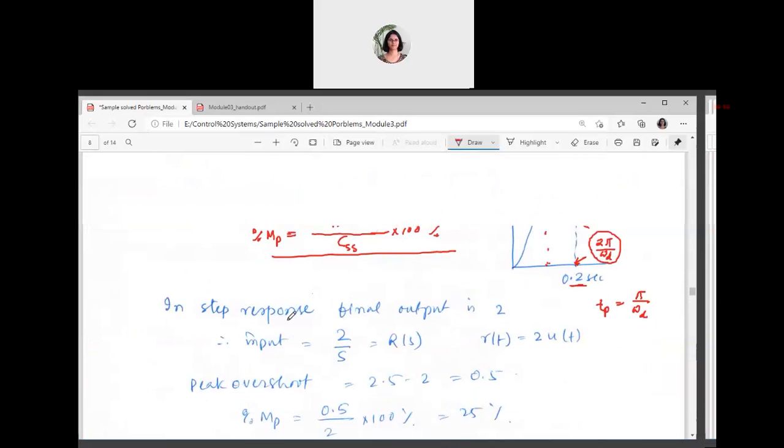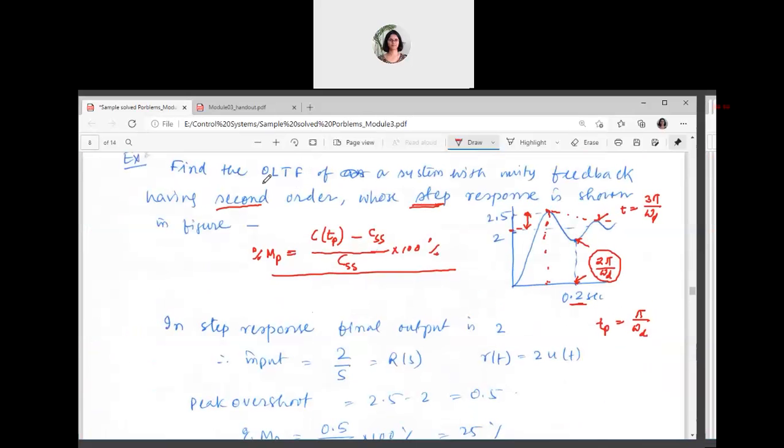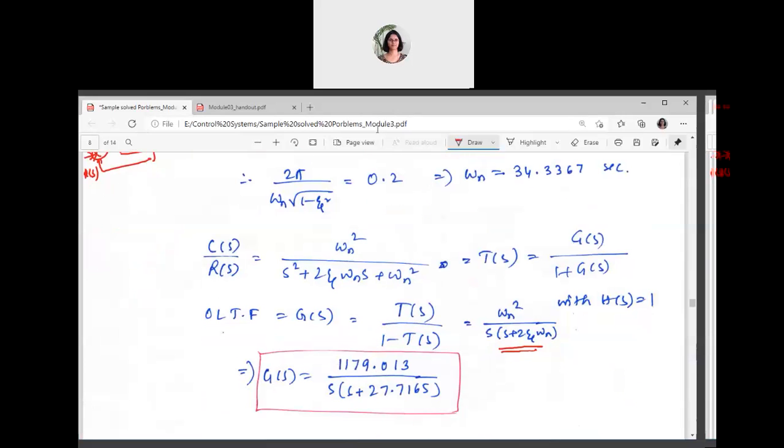So what else is asked? Is there anything else asked? No. Find the open loop transfer function. Only this much is asked. So this is done. Thank you.